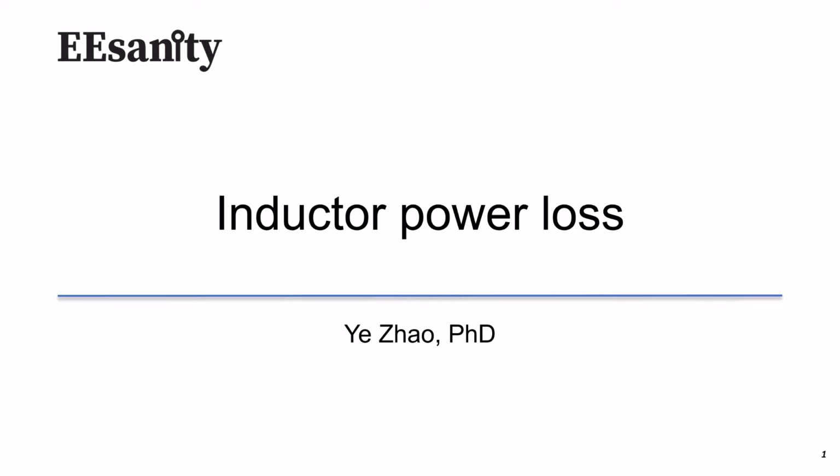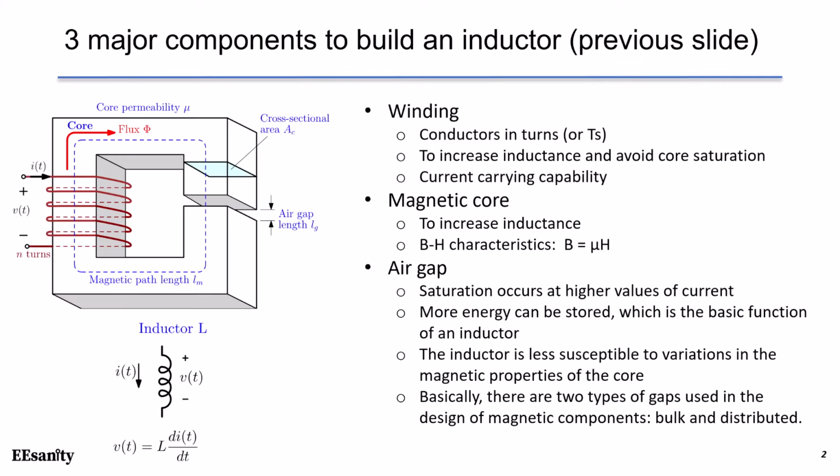Welcome back. In this lecture, we will learn the inductor power loss. From previous lectures, we already know that an inductor consists of winding, magnetic core, and air gap. Among these three major components, power loss is primarily associated with the winding and magnetic core. Let's focus on these two items that contribute to the major power loss.